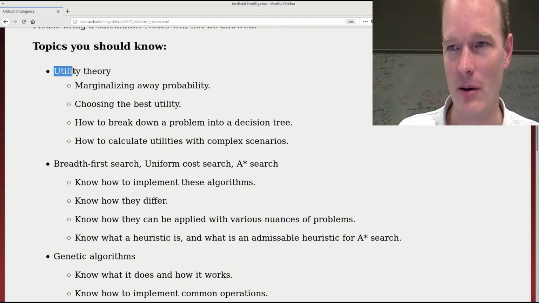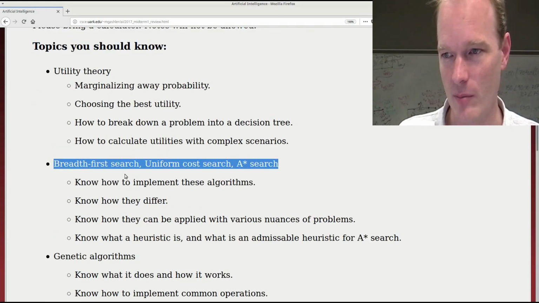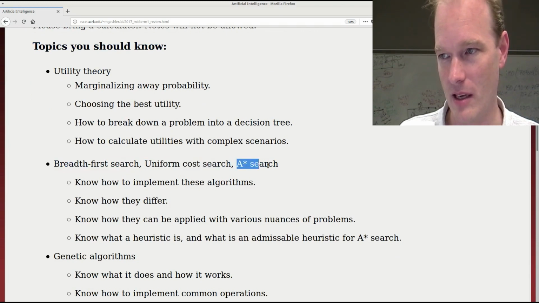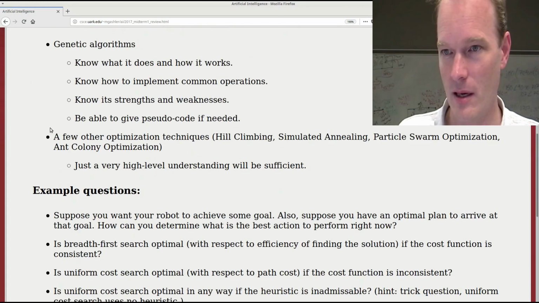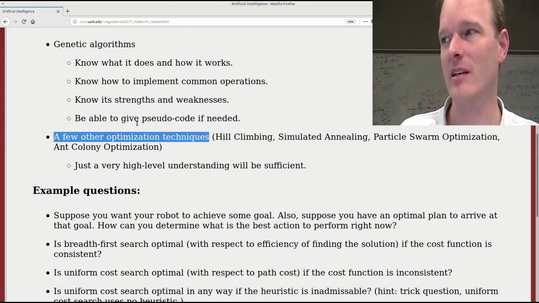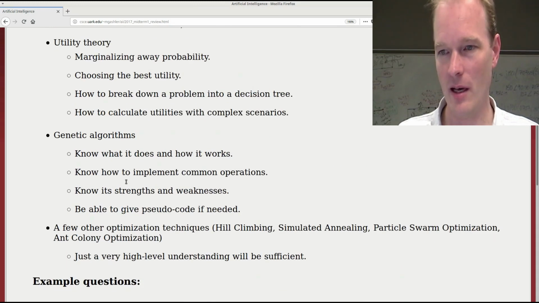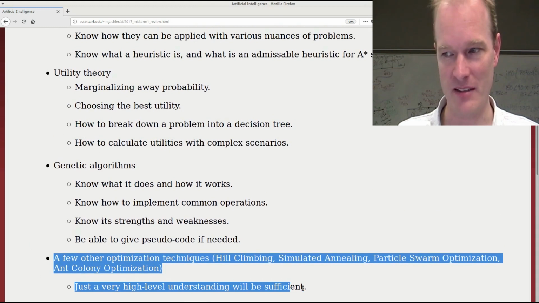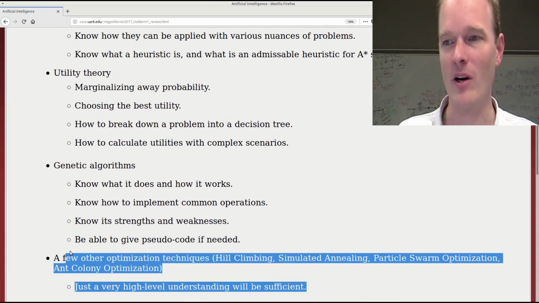Here's what the test will be about. We covered utility theory and breadth first search and uniform cost search and A-star search and genetic algorithms, and we briefly talked about a few other optimization techniques. So that's what'll be on it. And by the way, we briefly talked about that, so this is like maybe one question.